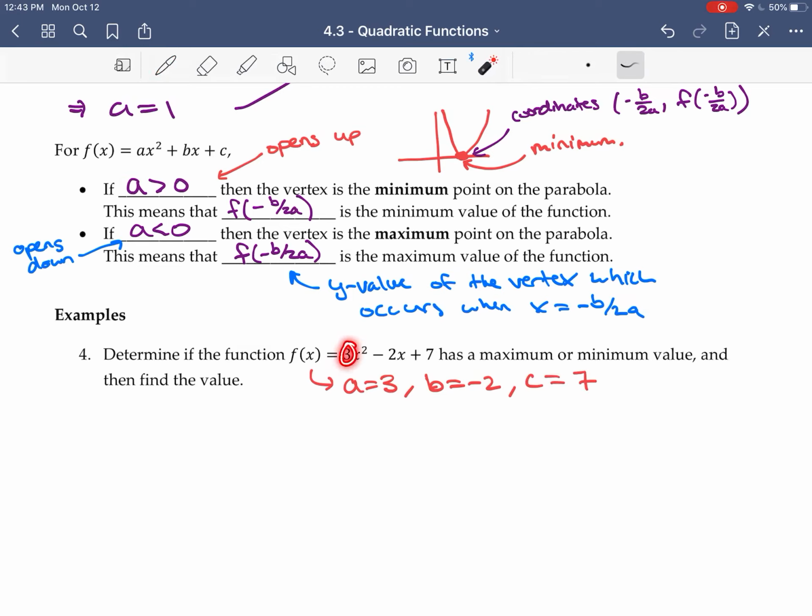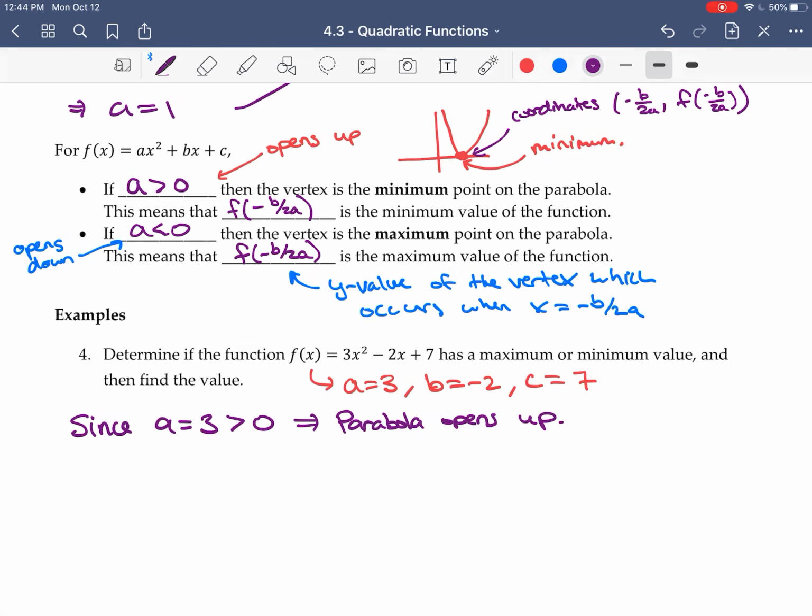A is the coefficient of the x squared, b is the coefficient of the x, and c is the constant term. Because a equals 3, which is bigger than 0, the parabola opens up. It looks something like that. That means its vertex is going to be a minimum, so f of x has a minimum value.